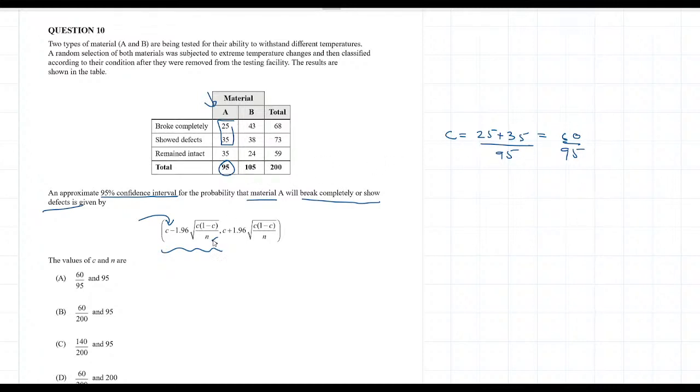And n is just the sample size. So we've got 95 for material A. So the option that meets this is A.